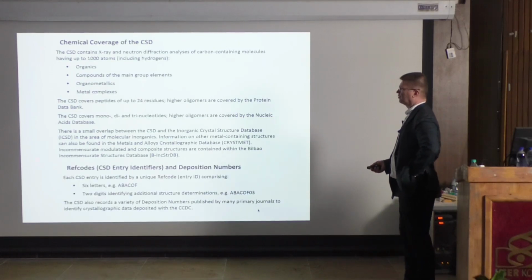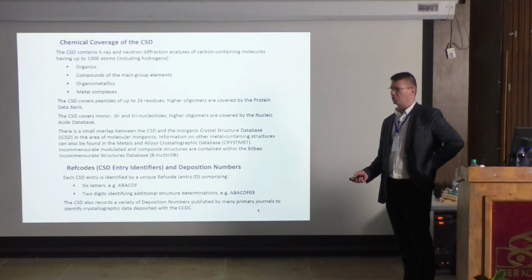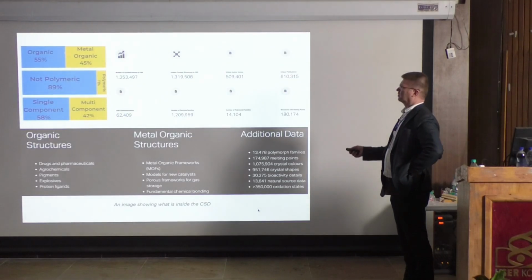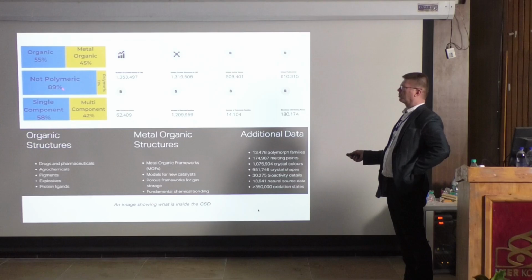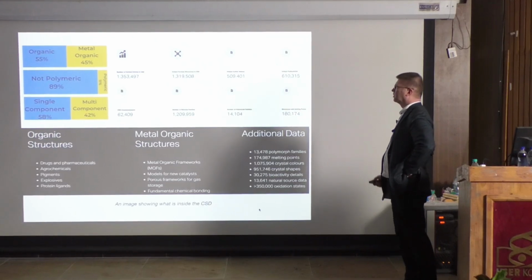And then what you sometimes might see is called the ref code. Each entry, each structure, has its own individual code. And this is what there are: organic, metal-organic, non-polymeric, single component, multi-component, and this number is now 1.35 million structures.